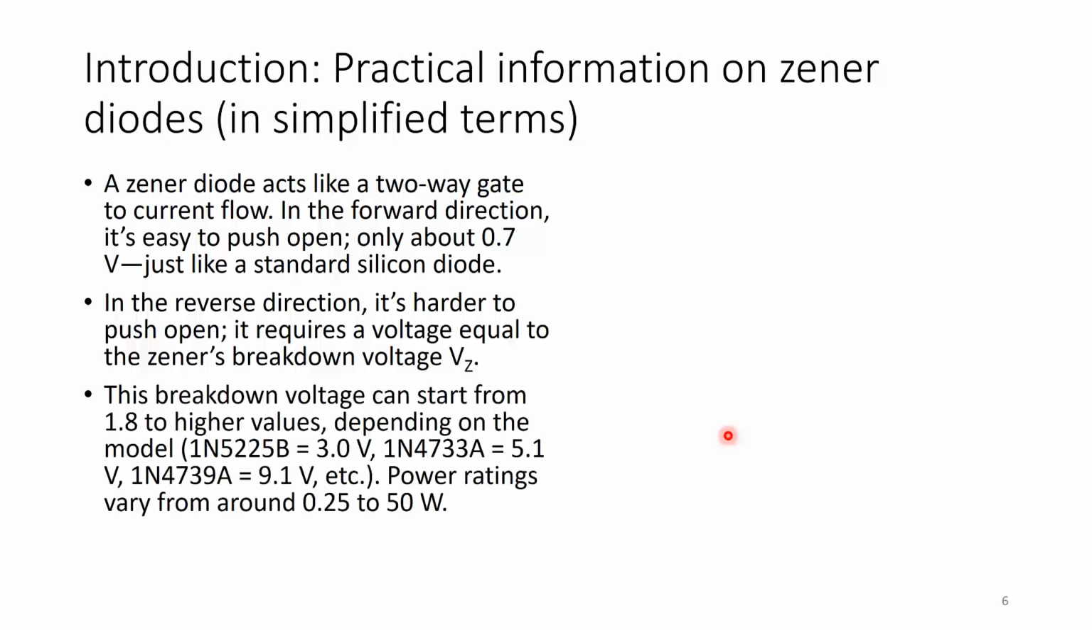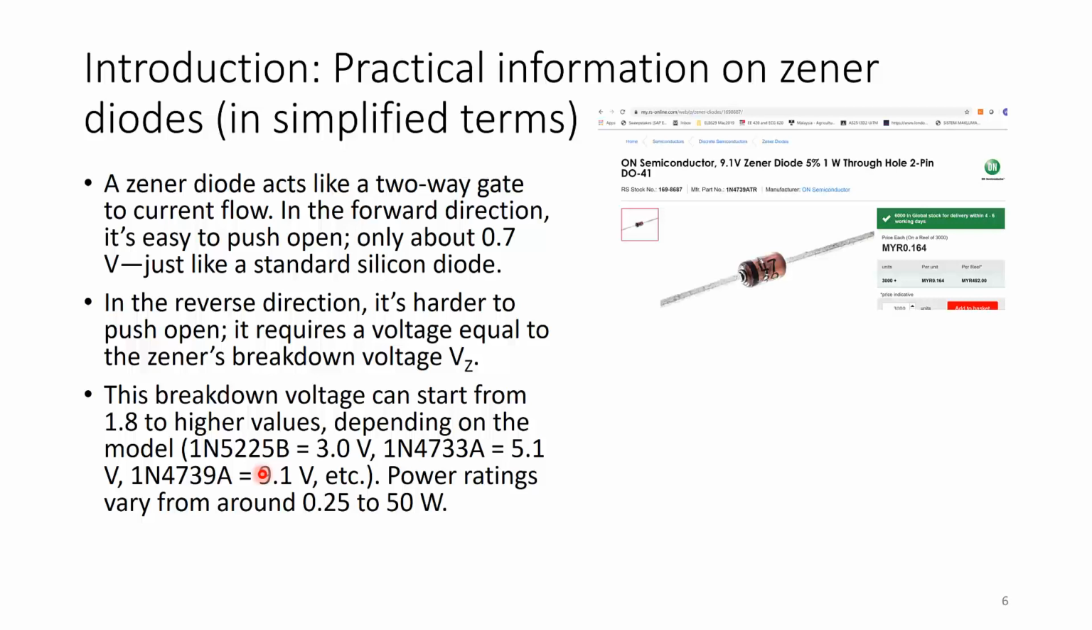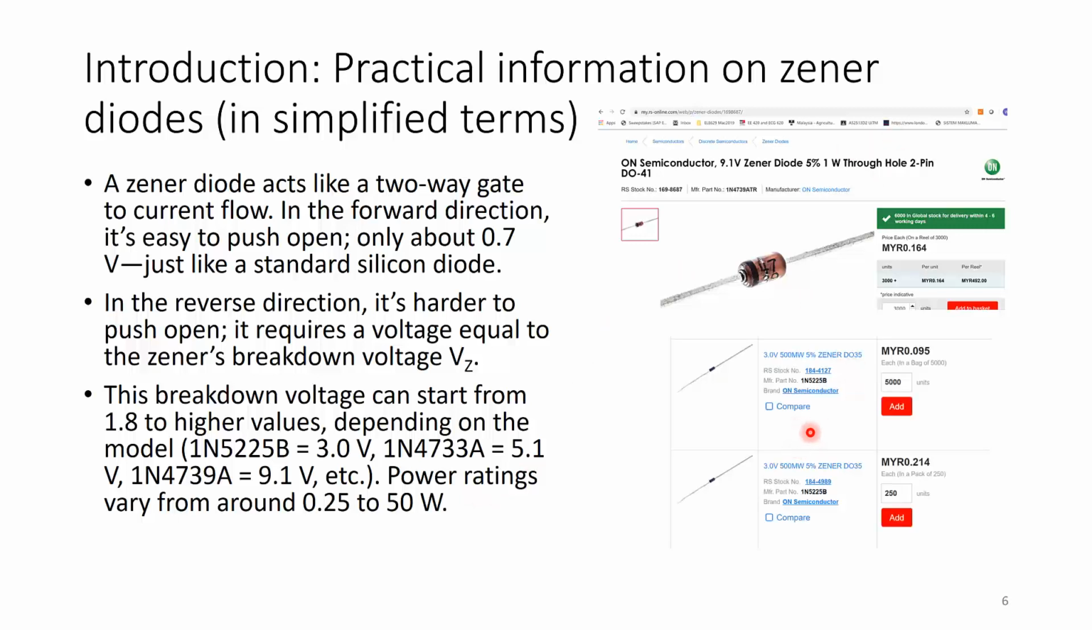The breakdown voltage can start from 1.8 volts to higher values at fixed values, depending on the model. So for example, if I go online and I want to buy a Zener diode with a breakdown voltage of 3 volts, I can find the 1N5225B. This is a 9.1 volt Zener diode, which is 1N4739A, and the power ratings can vary anywhere from 0.25 to 50 watts. So this is a 1 watt Zener diode. And this below here is a 3 volt Zener diode.